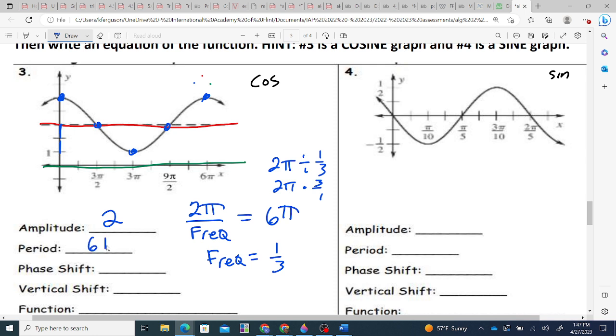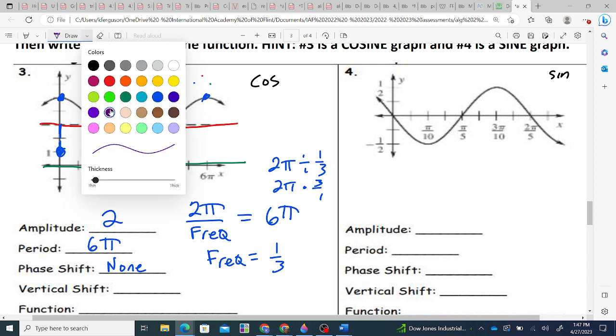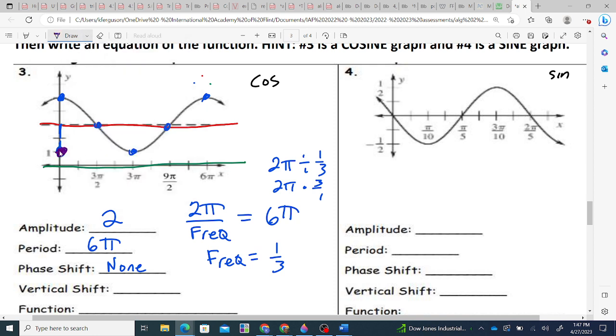So we know the period is 6 pi. One complete cycle from 0 to whatever, that's 6 pi. That's the distance it takes to make one complete cycle. Phase shift is left or right. Well, the graph didn't move from left to right, so none or NA. The vertical shift, though: it's supposed to start right here. That's where this graph is supposed to start. Right here. Well, it moved up how many?